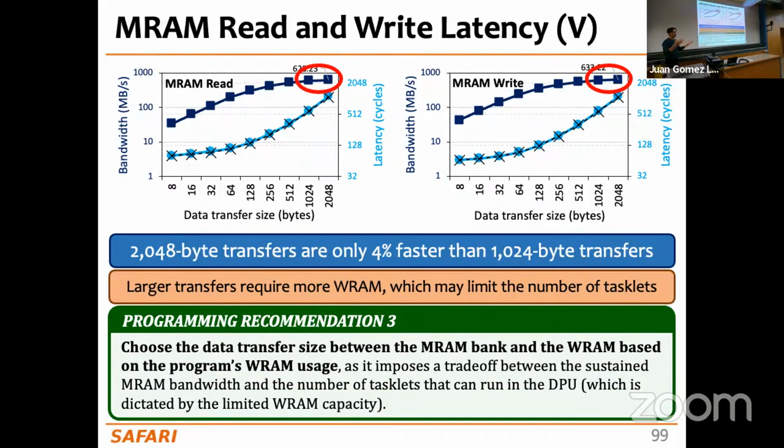And there is a limited amount of WRAM. You can make numbers by yourself. If you have 64 kilobytes and you are allocating 2 kilobytes per tasklet, and then using 16 tasklets, that means that you are allocating in total 32 kilobytes. And that still fits in the WRAM, which is of size 64 kilobytes.